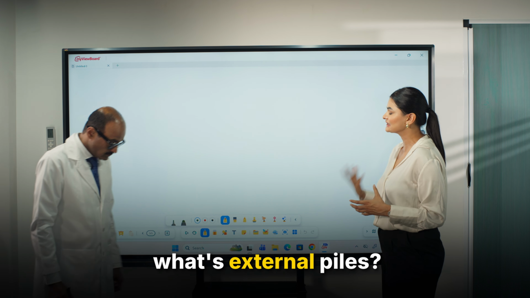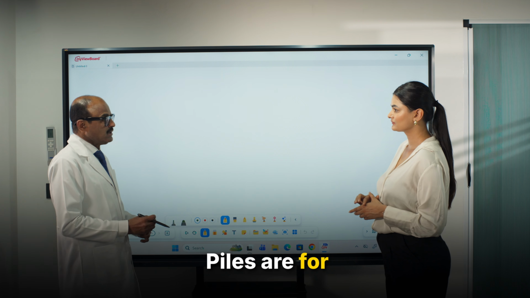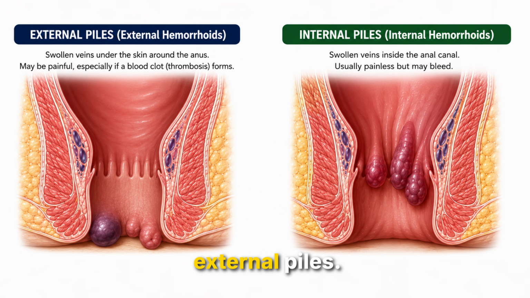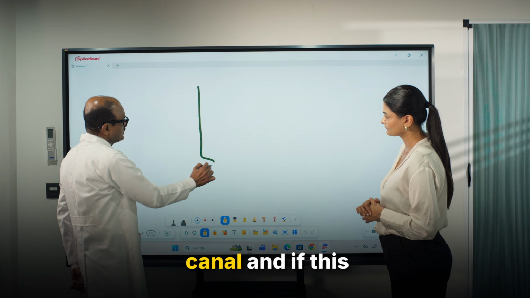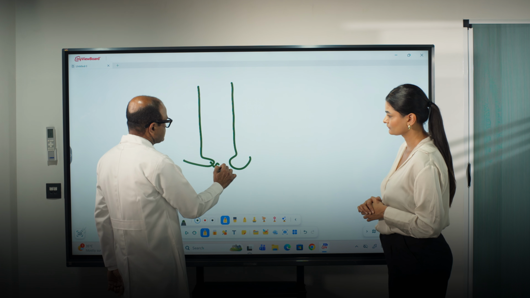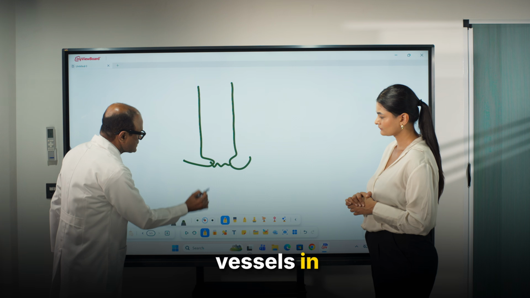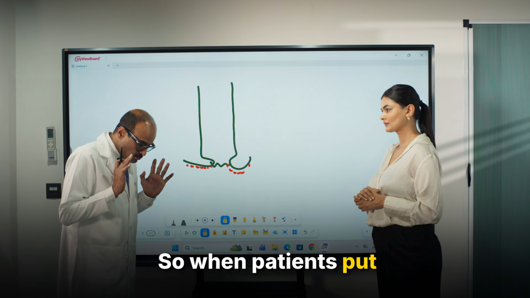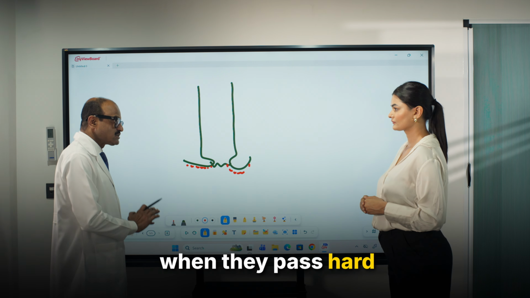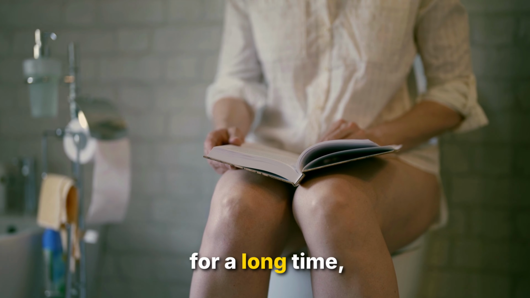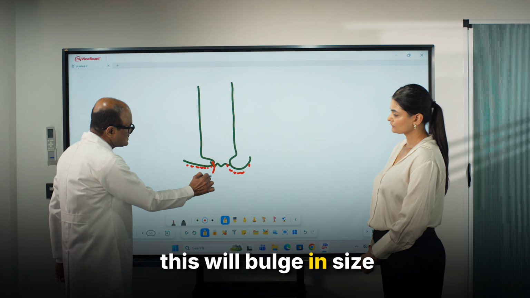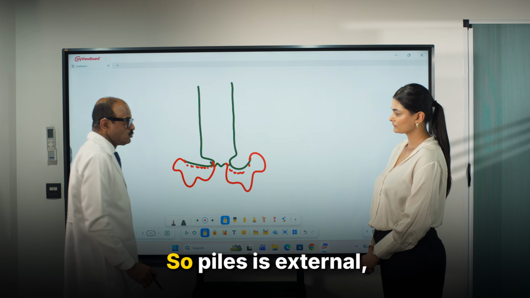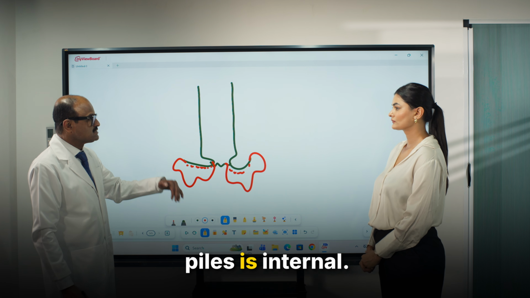Doc, can you tell me what are external piles? Yes, piles are of two varieties. I told you about internal piles. I'll tell you what external piles are. If this is the anal canal and this is the junction, we have small blood vessels at this junction. When patients put pressure while passing stools, when they pass hard stools, when they sit in the washroom for a long time, this will bulge in size and is called external piles. So piles can be external or internal.